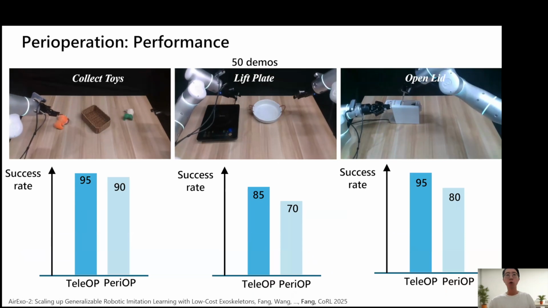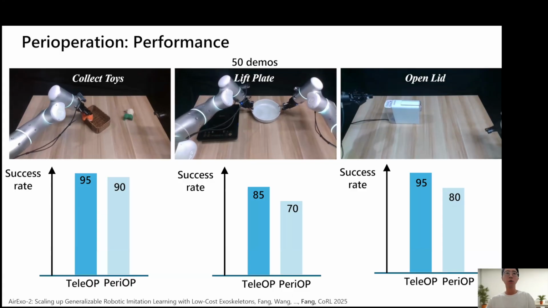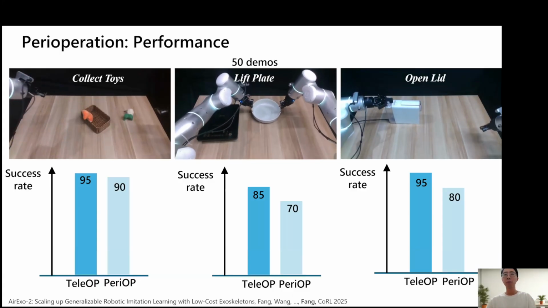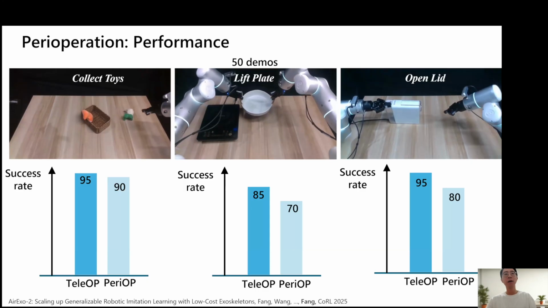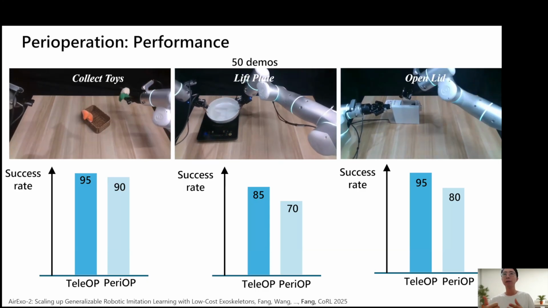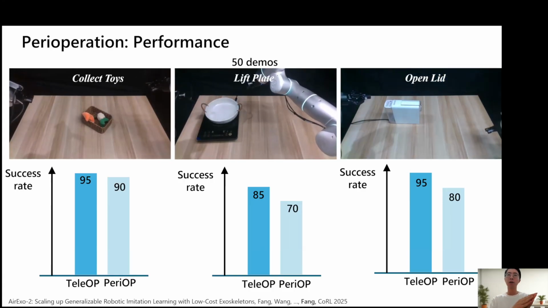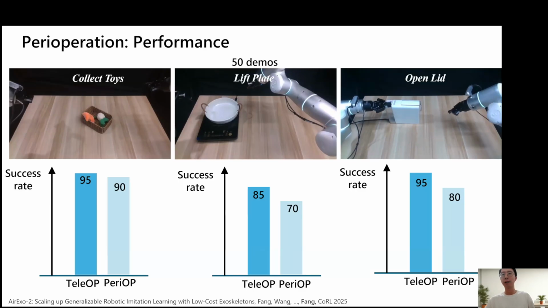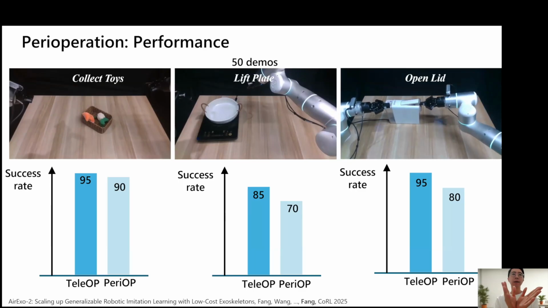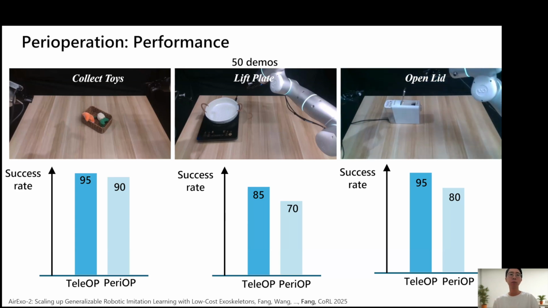And later we try to train a policy given only the exoskeleton data. So we collected 50 demonstrations using our AirExo, and we trained policies for 3 different tasks, including collect toys, lift plate, and open lid. For these tasks, we compare the policy performance with the policy trained with teleoperation data.